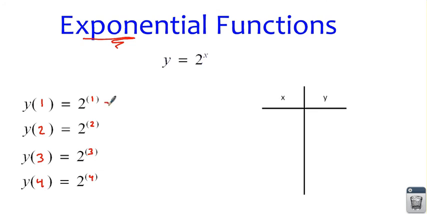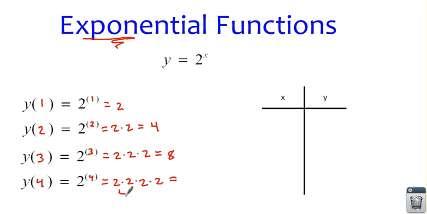And here we go. 2 to the first power is just 2. 2 to the second power means 2 times 2, which is 4. 2 to the third power means 2 times 2 times 2, which is 4 times 2, which is 8. And 2 to the fourth power is 2 times 2 times 2 times 2, which is actually 4 times 4, which is 16. So for inputs of 1, 2, 3, and 4, this formula produces outputs of 2, 4, 8, and 16.